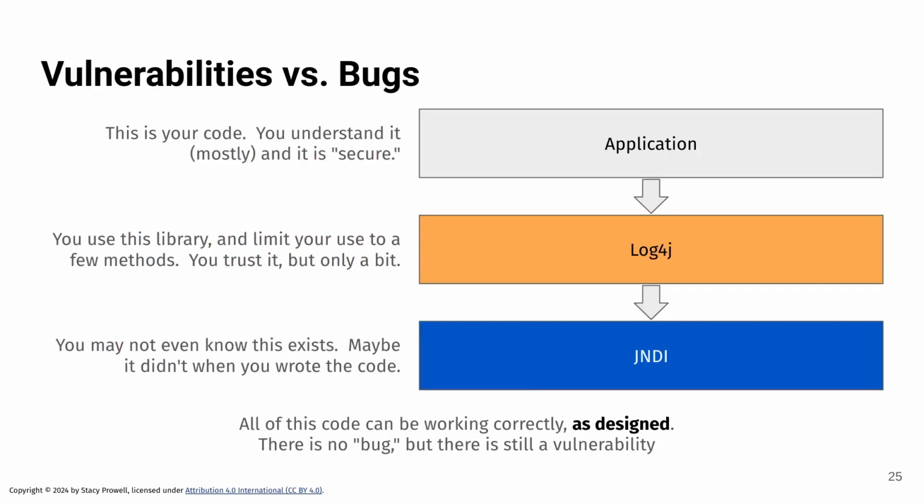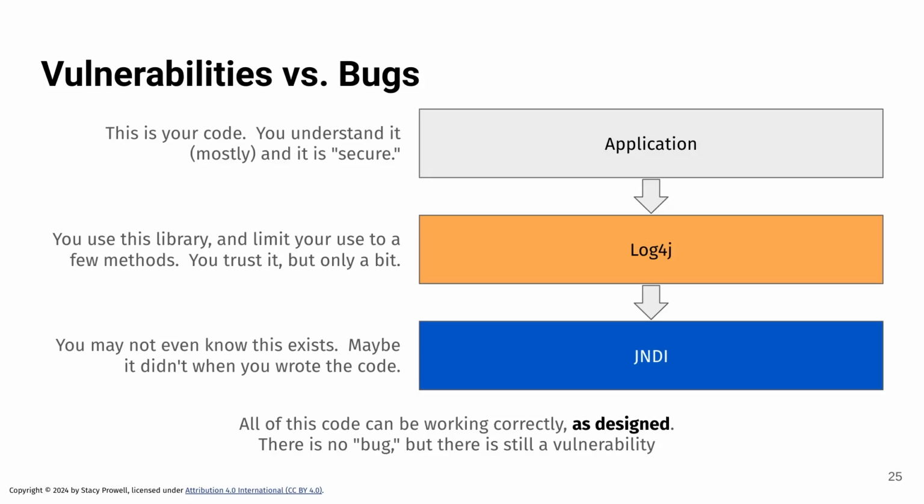So let's talk about vulnerabilities versus bugs. It's common to hear people say, well, vulnerabilities are caused by bugs. Something in your code isn't right, and that's where the vulnerability comes from. Well, let's go back and think about Log4j for a minute. You built your application, you understand it, and it's secure. And it uses, let's say, Log4j. You directly use it. You limit your use to a few methods, and you trust Log4j, but only a bit.